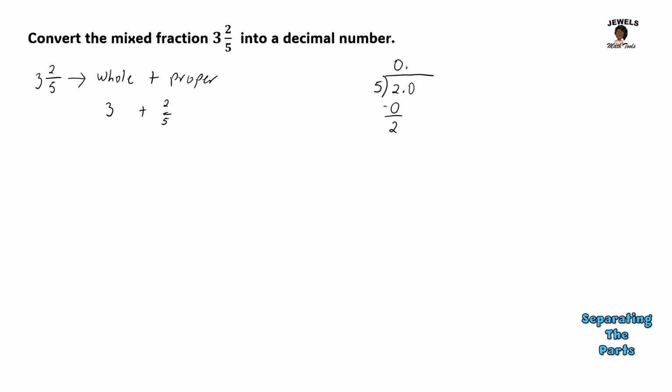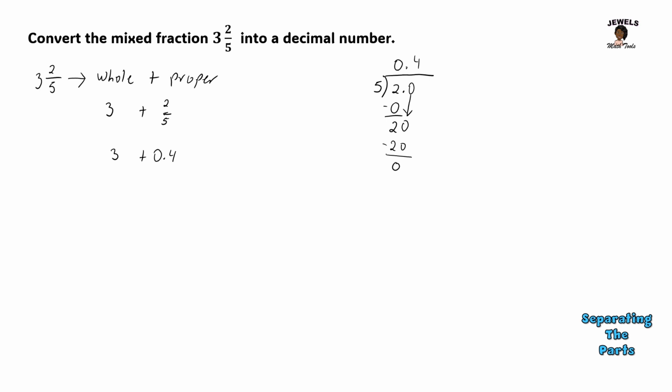Then we add a 0. Bring down that 0, changing 2 into 20. 5 will divide into 20 4 times. 4 times 5 is 20. 20 minus 20 is 0. So my fraction of 2/5 as a decimal number will be 0.4, or more appropriately 4 tenths.